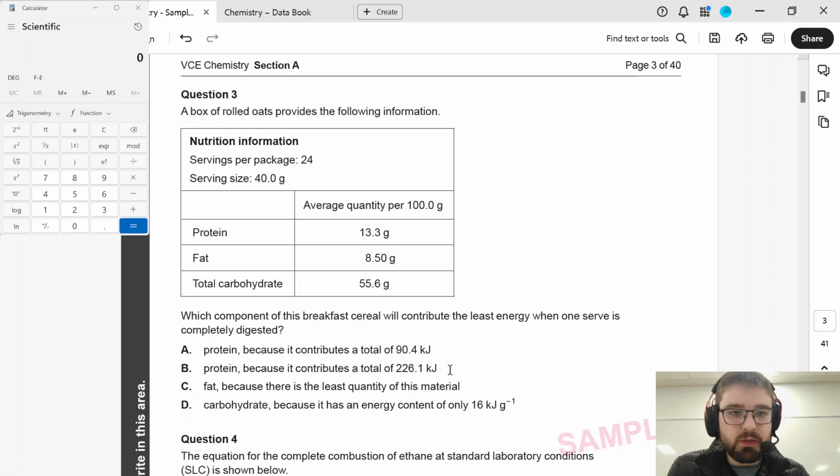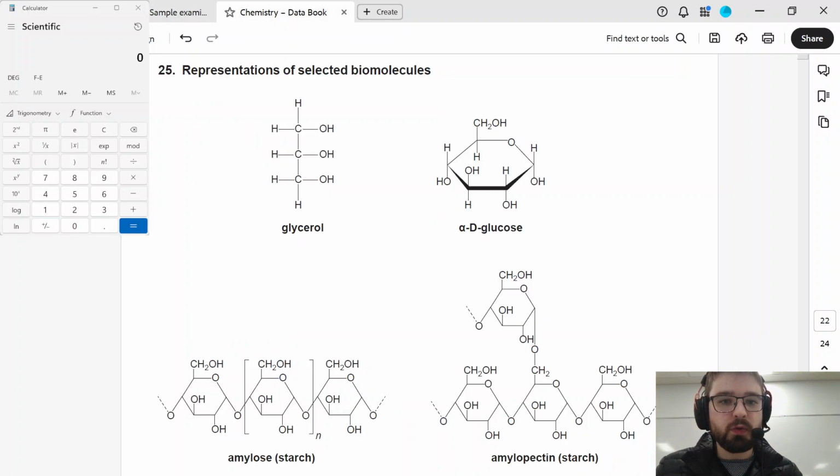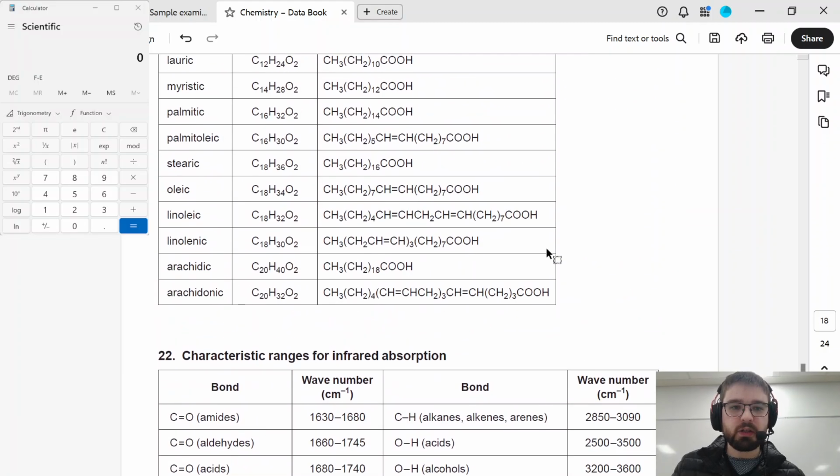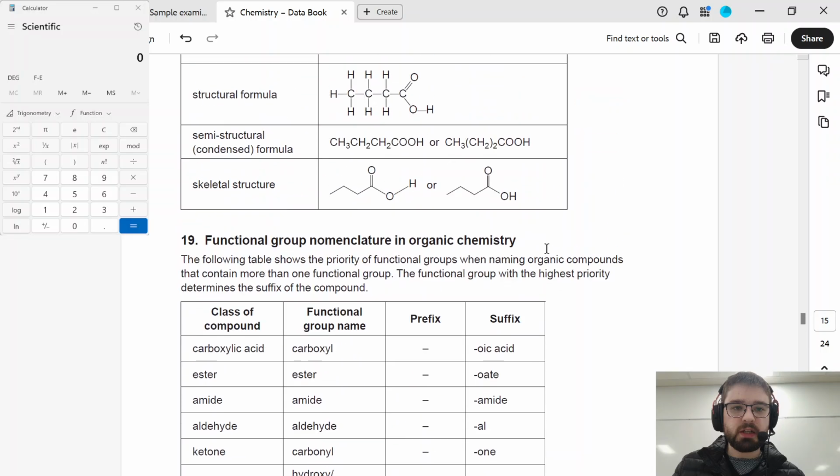Okay, so we've got a serving size of 40 grams. With the serving size being 40 grams, and this is the average quantity per 100 grams, whatever energy value we get out we're going to need to multiply by 0.4, because the serving size is only 40% of that average quantity. That's a trick that I reckon they're going to play in one of those answers there.